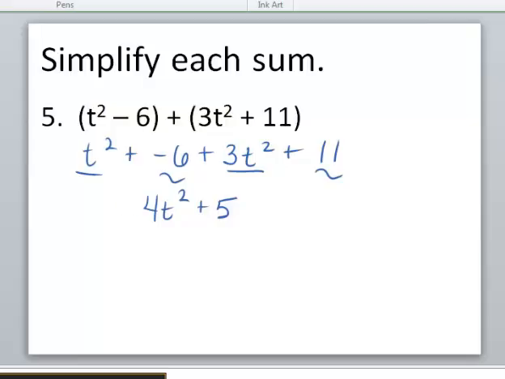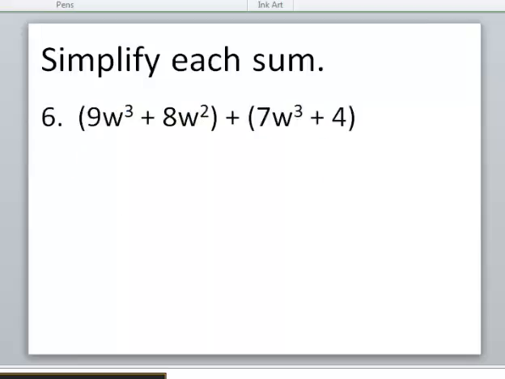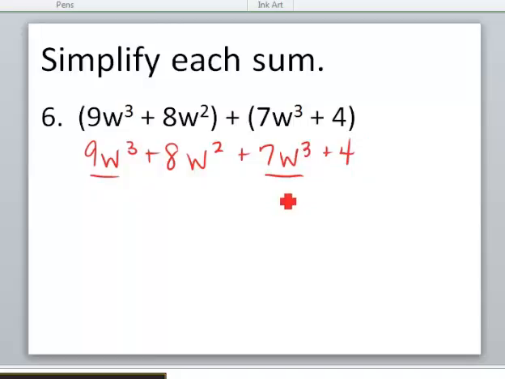My next problem, I have addition again, so the parentheses do not matter. So I can just go ahead and rewrite this without any parentheses, and then add my like terms. I've got 9 and 7, those are both w cubed. That gives me 16w cubed, plus, there's only a w squared, 8w squared, and then I'll put plus 4.